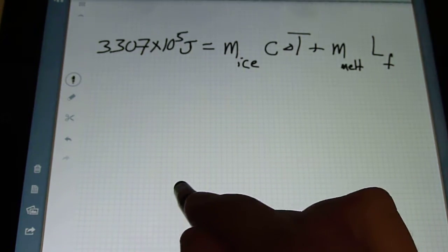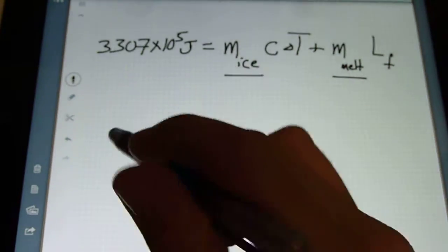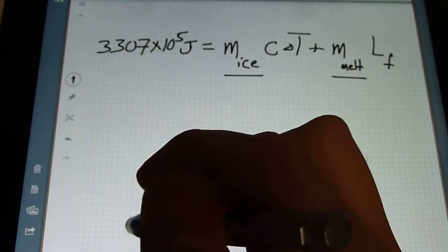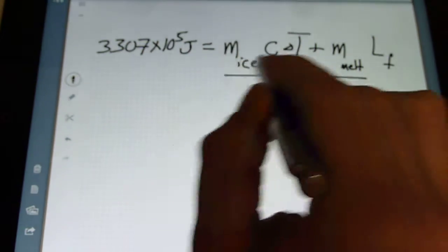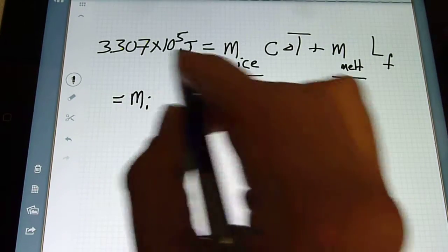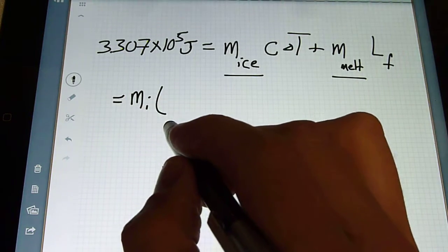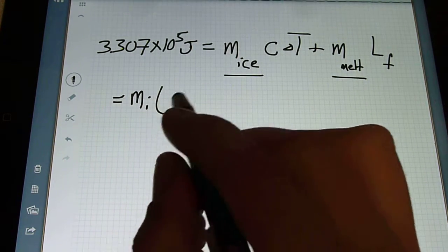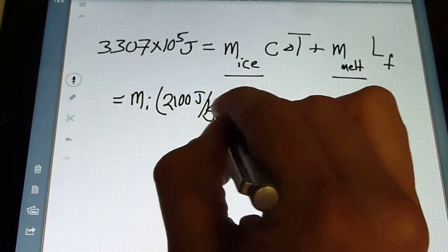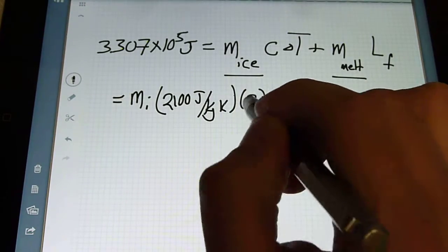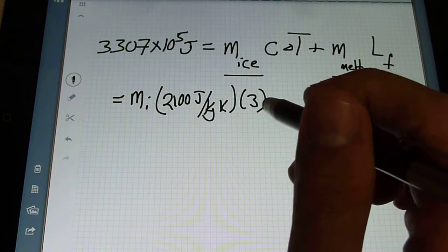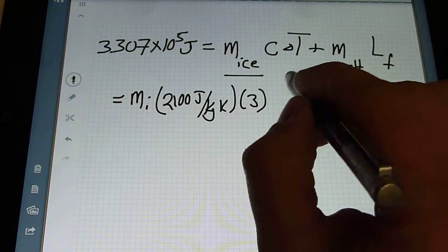Now the mass of my melting ice is not equal to this because our problem statement specified that I have 20 grams left in the equilibrium situation, which means I have more than 20 grams of ice to begin with. So I'm going to say that the mass of ice that I start with, I'm just going to call it Mi. The specific heat of ice is given as, let me just check over here, 2100 joules per kilogram Kelvin. The ice undergoes a temperature change of 3 degrees. It started at minus 3 from the freezer and warms up to 0 degrees before it starts to change phase.